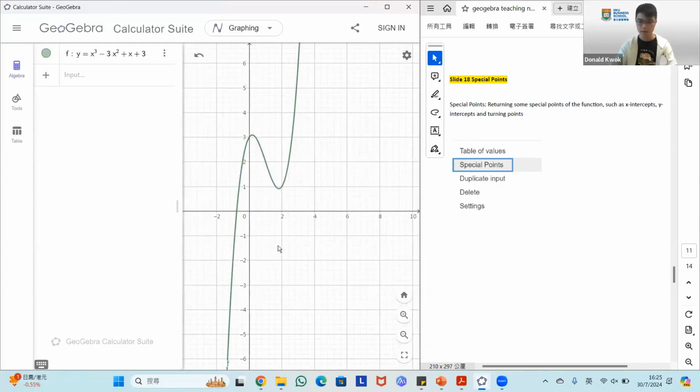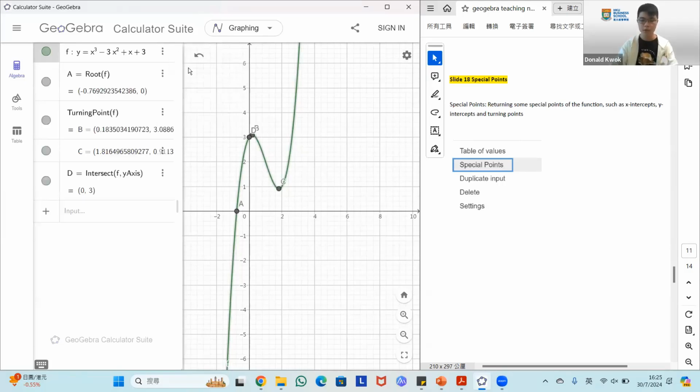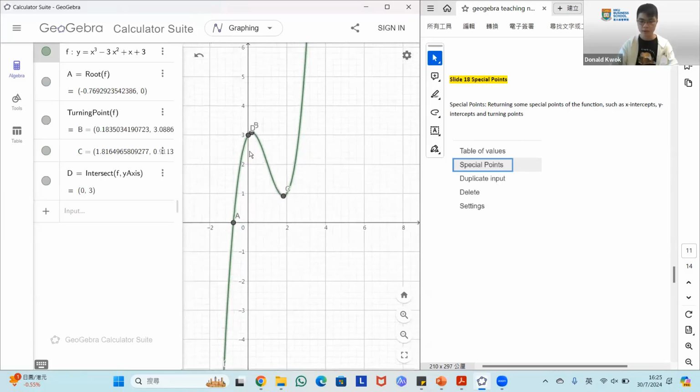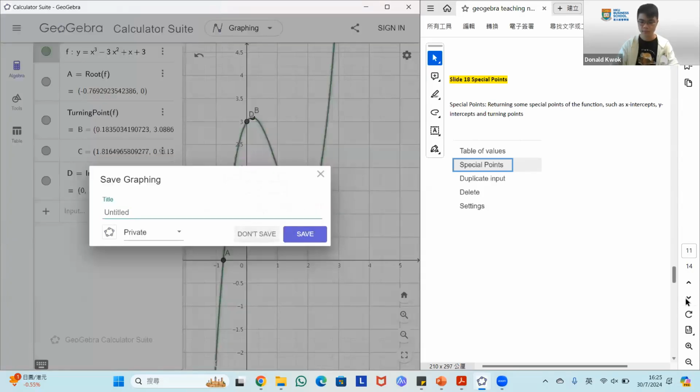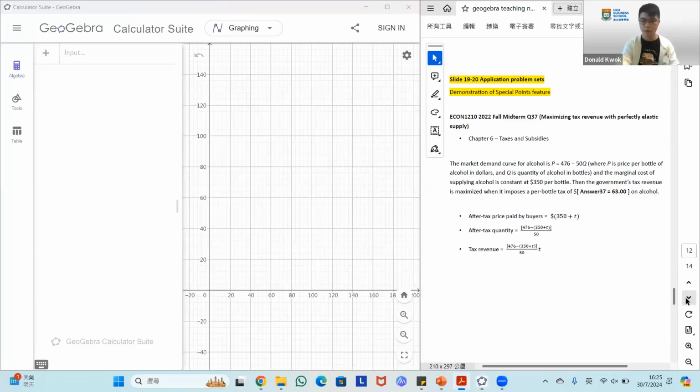Okay. We can actually make use of the special point feature here. GeoGebra would then return some special points like the x-intercept, the y-intercept, or the turning points of the graph. Some of these points may be quite useful in calculations. So I will demonstrate how we can make use of the special point feature with this example of maximizing tax revenue.